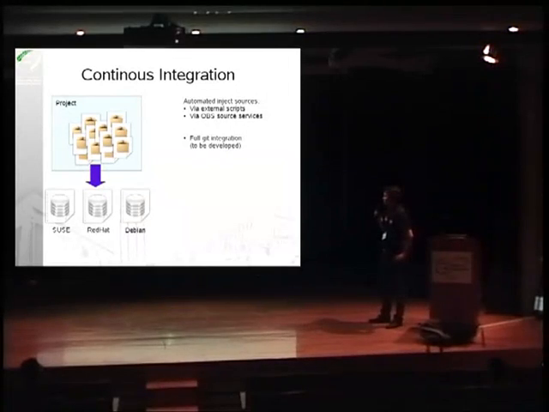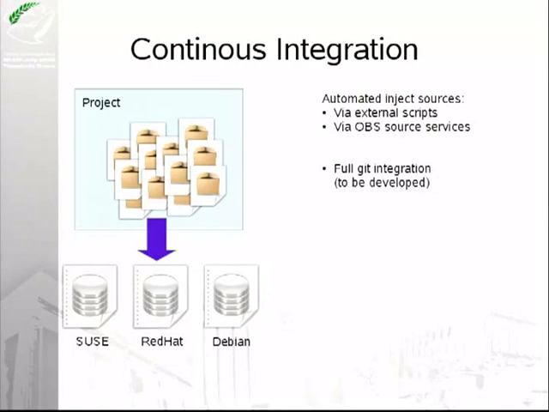The build service is organized in projects. So you have a project, then you put plenty of sources inside, and you say, I want to build it for SUSE, Red Hat, Debian, different flavors. And yeah, you can automate this. You have a command line client which you can use in shell scripts, or you use the API directly.